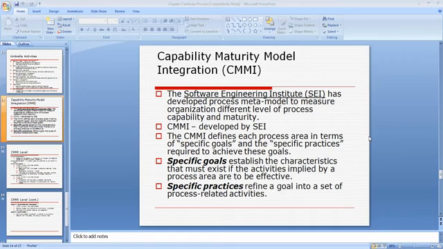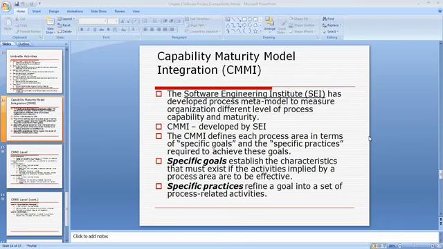Specific goals establish the characteristics that must exist if the activities implied by a process area are to be effective. Means if these activities are applied by the process area, it should be effective.